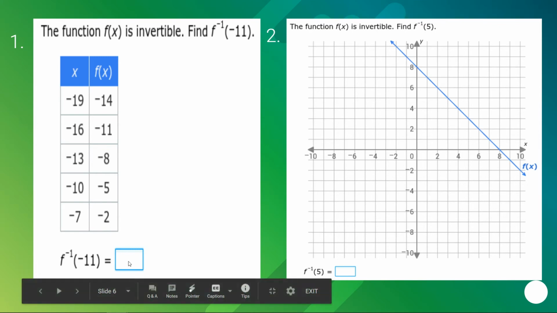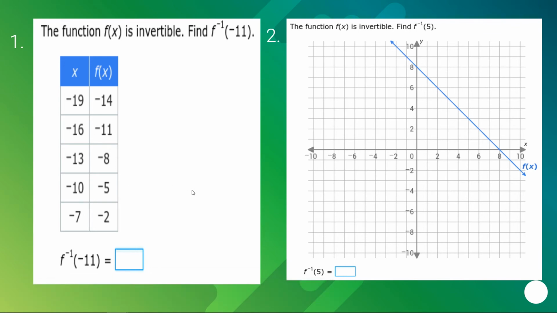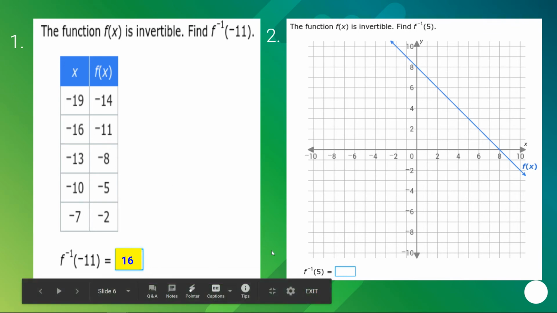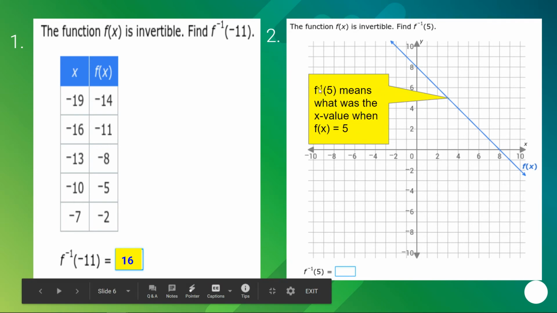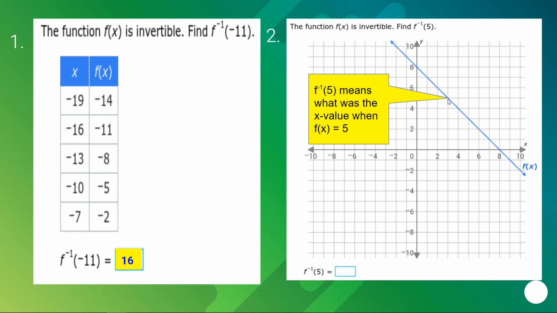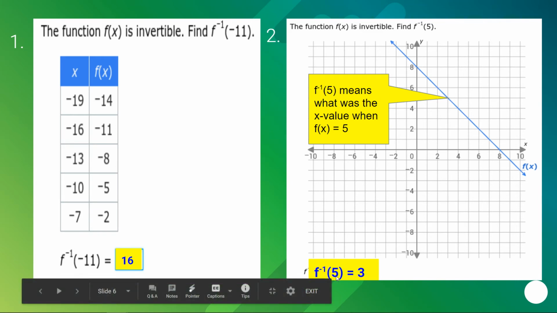When y was negative 11, what's our x? That's what we're really looking at. Our y was negative 11. What's our x? It's negative 16. And I have a typo, sorry, my bad. So here we have f of negative 5. We're looking at where y is 5, what is our x? And when y is 5, f inverse of 5 gives us our x being 3.